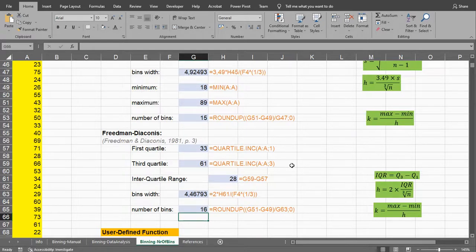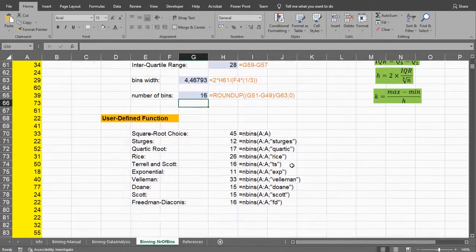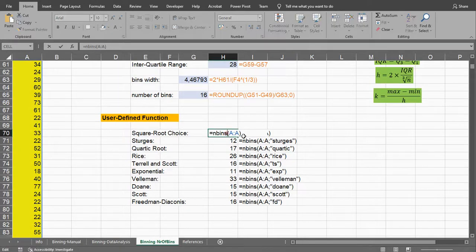Alright, so those are a lot of different ways that you can calculate a number of bins. I made my own little user-defined function that can calculate all of the different ones in one go for me.